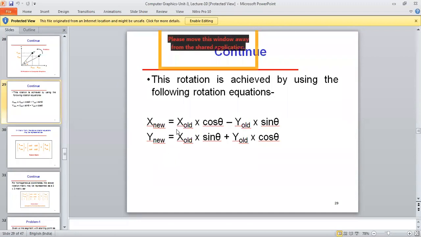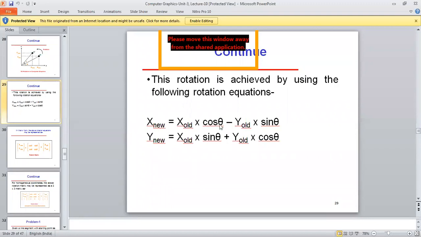So x new is equal to x old cos theta minus y old sin theta. Y new is equal to x old sin theta plus y old cos theta. Here the sign is the multiplication sign. So x new is equal to x old cos theta minus y old sin theta, y new is equal to x old sin theta plus y old cos theta. So this is the formula. Now you can calculate easily the new points x new and y new.